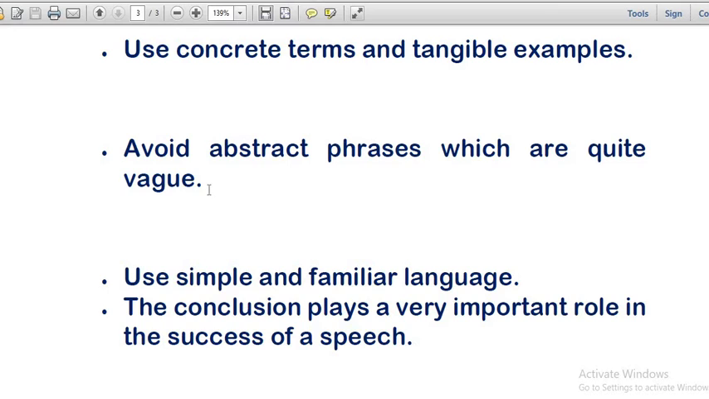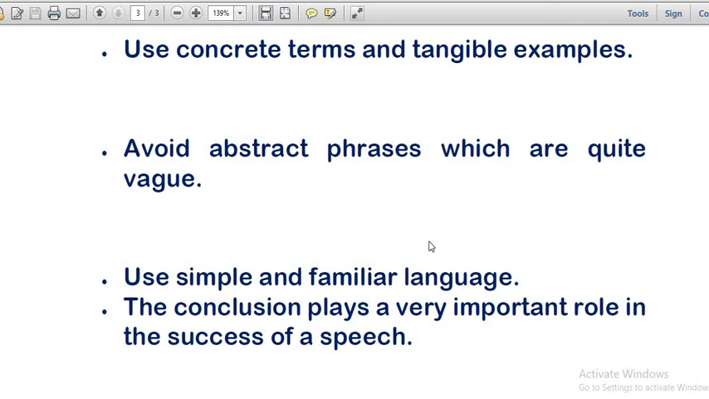Use common daily examples, the way we speak normally, in simple English. You should write in simple English and use familiar language. See, the next point is very important: use simple and familiar language, because ultimately it will help your speech be more accessible to others. So difficult words and abstract phrases which are not in use nowadays should be totally avoided.